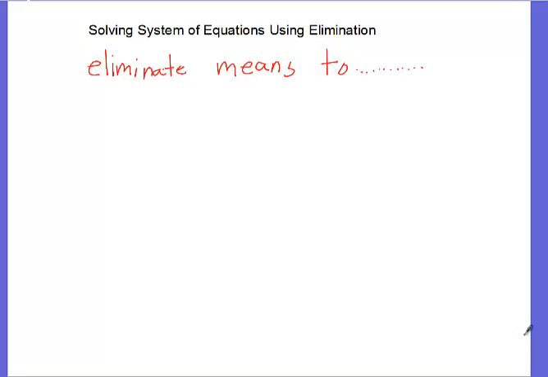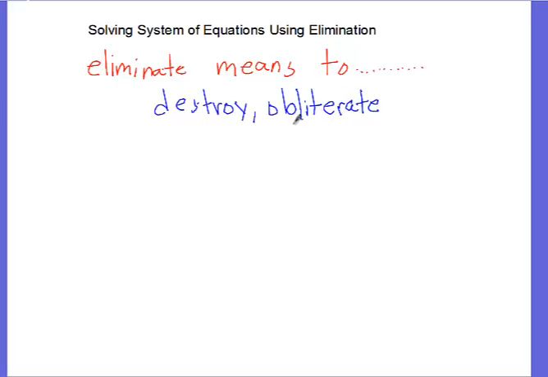And elimination, well, first of all, before we think of it in math ways, let's just think what the word eliminate means. Some of the synonyms of eliminate I can think of mean destroy, obliterate, or, in nicer terms, just to get rid of. So in English, the word eliminate means to destroy, obliterate, or to get rid of.